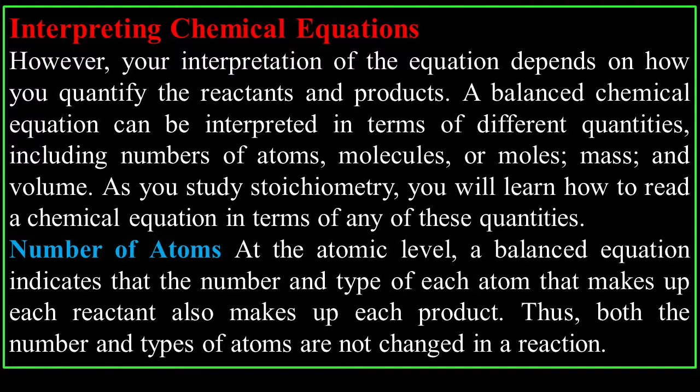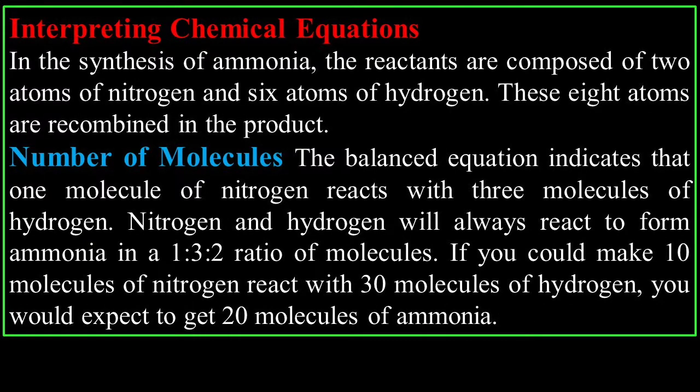Number of atoms. At the atomic level, a balanced equation indicates that the number and type of each atom that makes up each reactant also makes up each product. Thus, both the number and types of atoms are not changed in a reaction. In the synthesis of ammonia, the reactants are composed of 2 atoms of nitrogen and 6 atoms of hydrogen. These 8 atoms are recombined in the product.